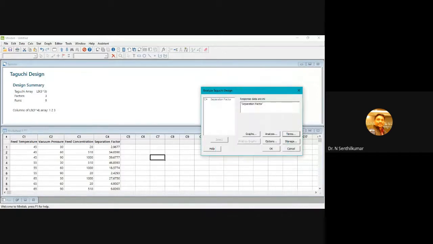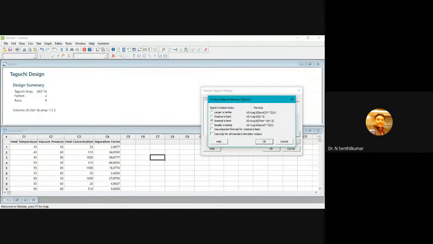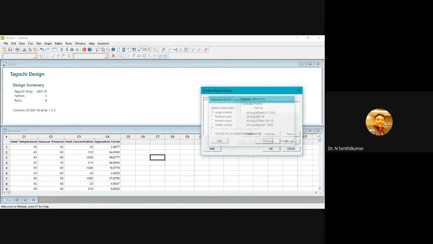Okay. Then Options. This is very, very important. What is our goal? That is my objective, whether to maximize the separation factor or to minimize it. In this case, I don't know exactly whether we have to maximize or minimize. I'm considering that it is to maximize. Here you can see the formulas that I have shown in the slides: larger is better, nominal is better, smaller is better. This is minus 10 log. I am not going to use natural logarithms. Larger is better, so my objective is to maximize the separation factor. Then click OK.